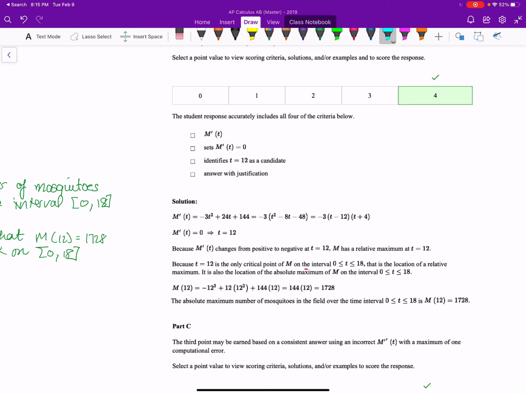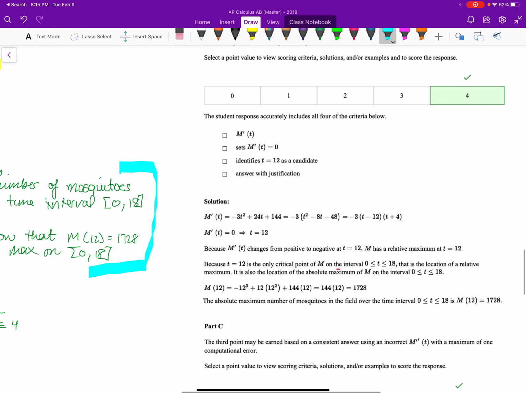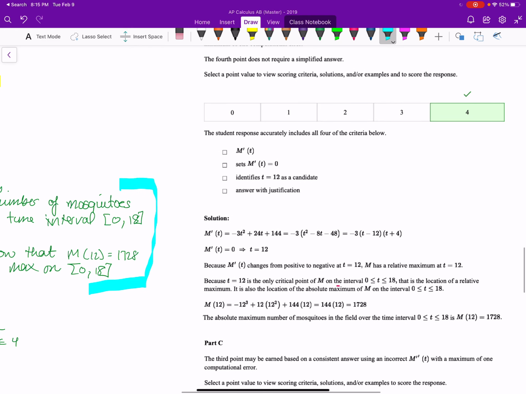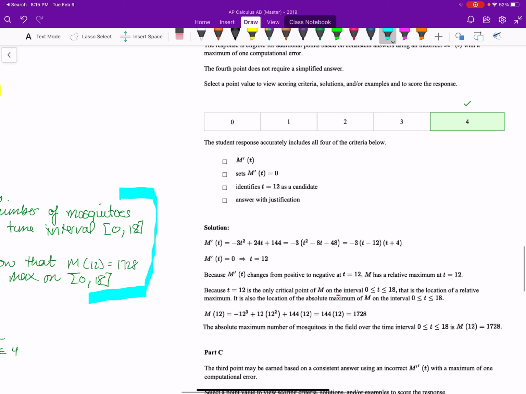So I feel like the explanation that I chose is a little more concise and a little more precise than what they have. This meanders a little bit, but if you didn't think to use EVT and you did it slightly different, as long as you discuss the endpoints in your justification. So they're looking for the first derivative, set the first derivative equal to 0, identify that t is equal to 12 as a candidate. Those are the 3 points.